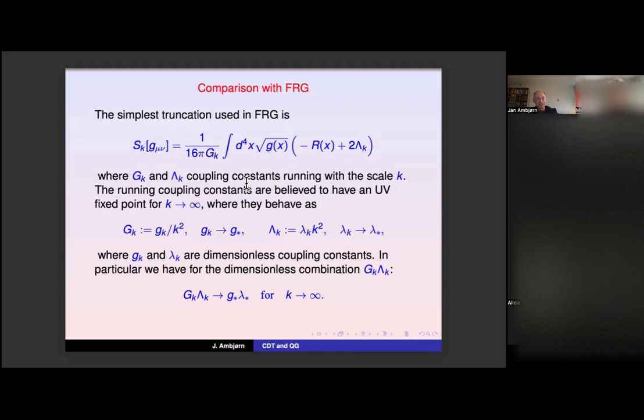As you all know, in the seminal work of Martin Reuter, when he used this and calculated these running coupling constants, what he saw was that there was an ultraviolet fixed point. So in terms of dimensionless coupling constants, little g and little lambda, they go to fixed values. And in particular, if you take the dimensionless product of these two, of course, it will also go to some constant value.